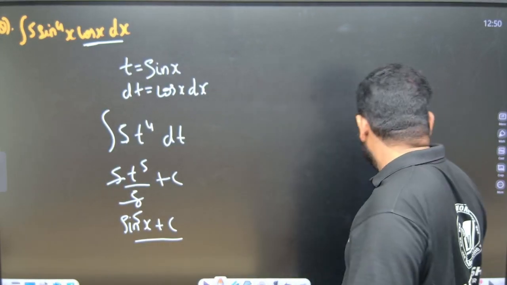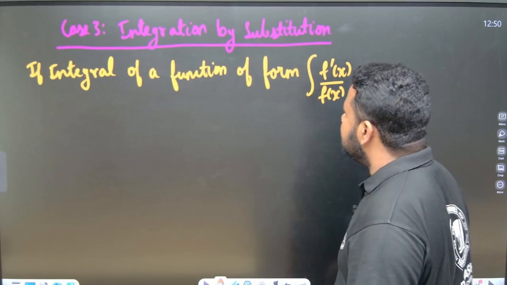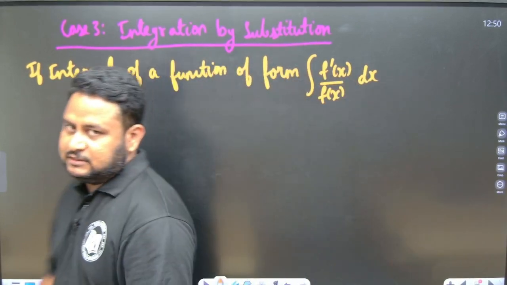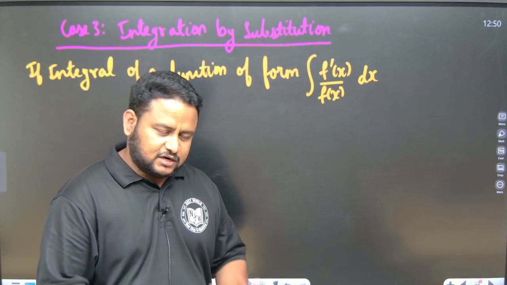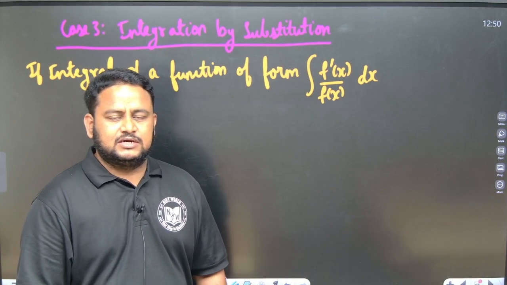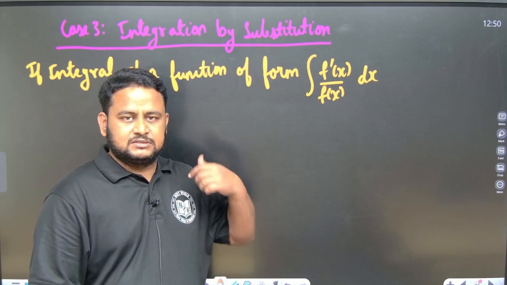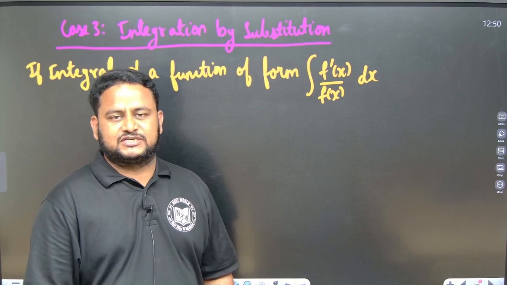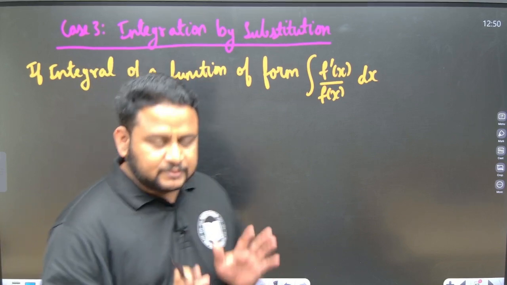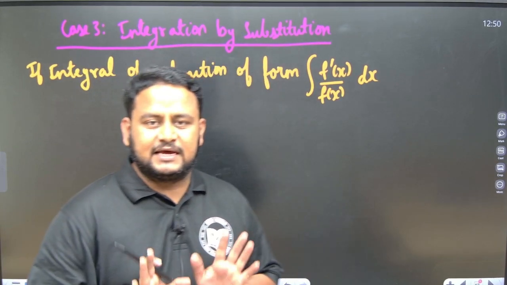Let us move to the next one. Now we are going to learn case number 3. Previously we learned that the integral of f to the power of n of x into f dash of x dx will give us the answer by using the shortcut, that is the formula: integral of x to the power of n dx is equal to x to the power of n plus 1 divided by n plus 1 plus c.